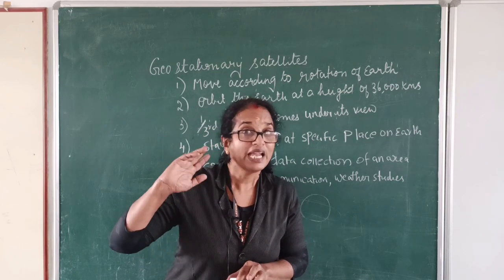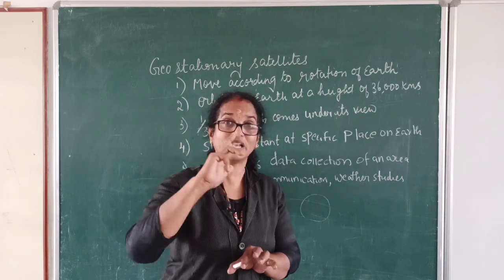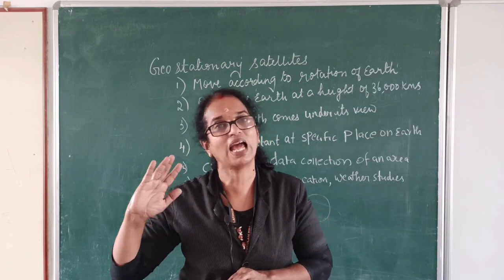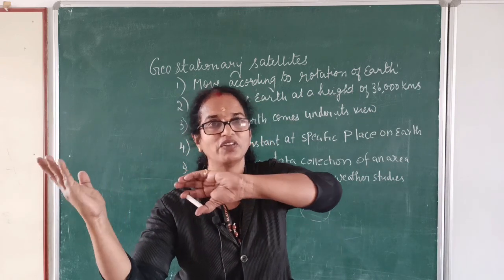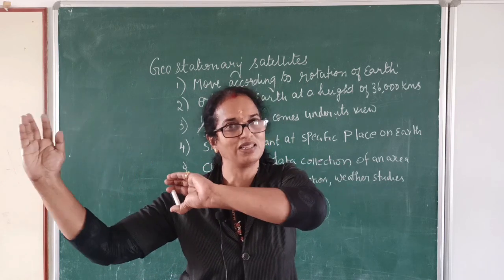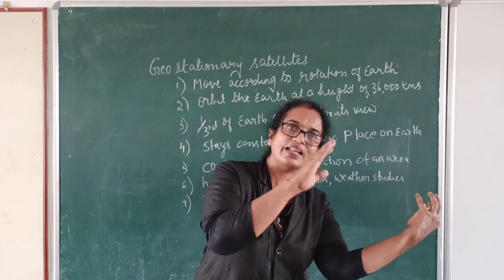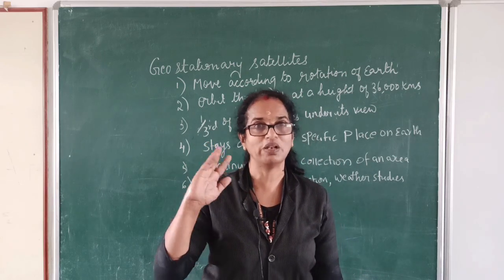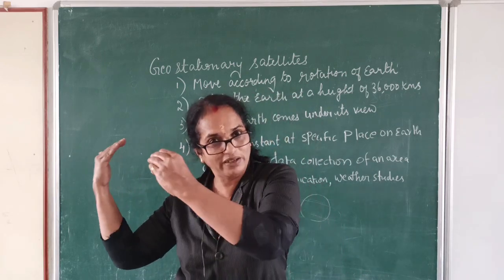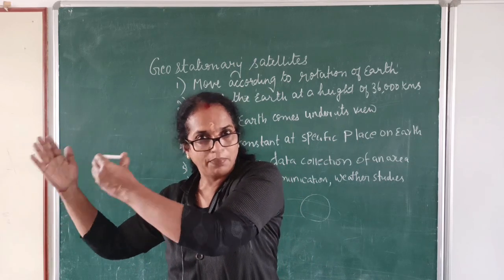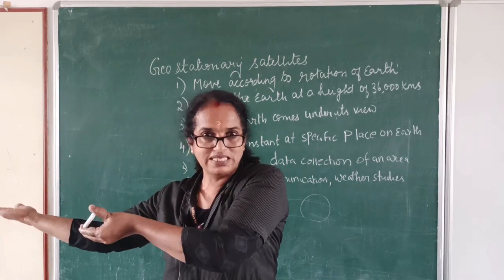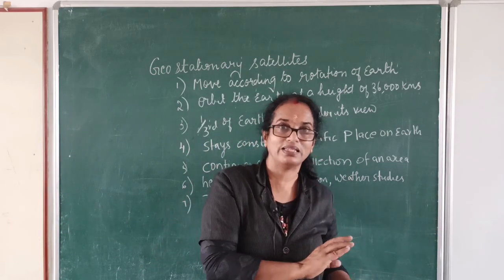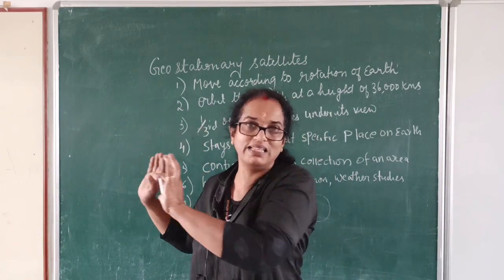What happens? It rotates according to the rotation of the earth. Got it, my dear children? So what will happen? If the rotation of the earth is towards the east, the satellite will be on that side only; if towards the west, then on the west. So according to the rotation of the earth, the satellite also will be moving. At one time it will be towards the east, and if west, then towards the west. It will be on one side only at one time.